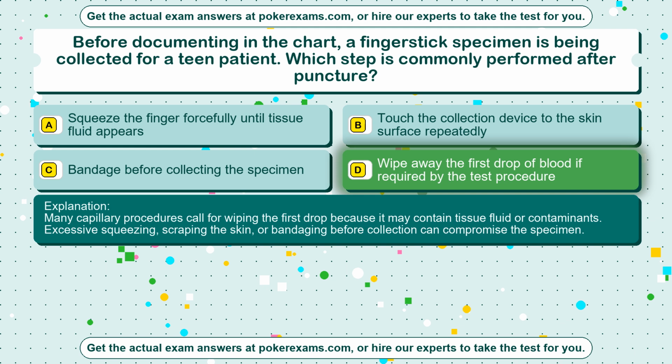Many capillary procedures call for wiping the first drop because it may contain tissue fluid or contaminants. Excessive squeezing, scraping the skin, or bandaging before collection can compromise the specimen.